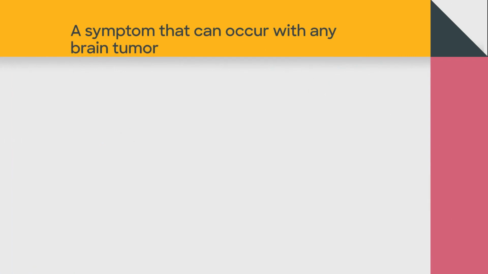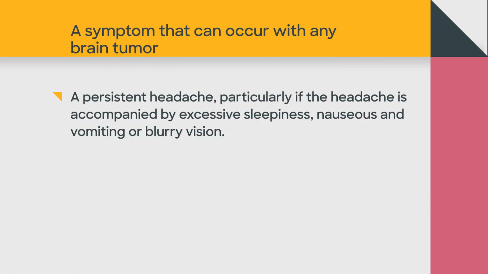Symptoms that are caused by a brain tumor depend largely on the location of the tumor within the brain. There are some general symptoms that may indicate the presence of a tumor, but these symptoms are much more often due to something else. So it's important not to jump to conclusions if you have the symptoms I'm going to talk about. A symptom that can occur with any brain tumor is a persistent headache, particularly if the headache is accompanied by excessive sleepiness, nausea and vomiting, or blurry vision.